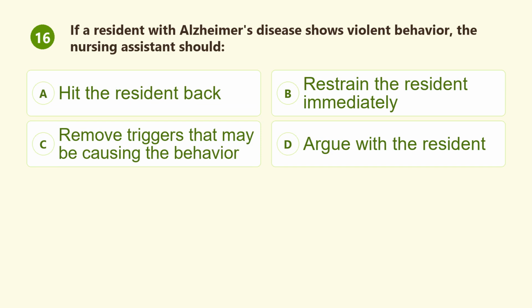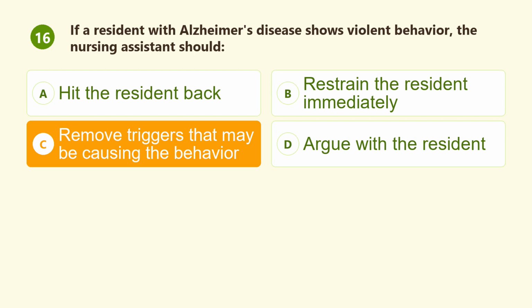Question 16. If a resident with Alzheimer's disease shows violent behavior, the nursing assistant should: Option A, hit the resident back. Option B, restrain the resident immediately. Option C, remove triggers that may be causing the behavior. Option D, argue with the resident.